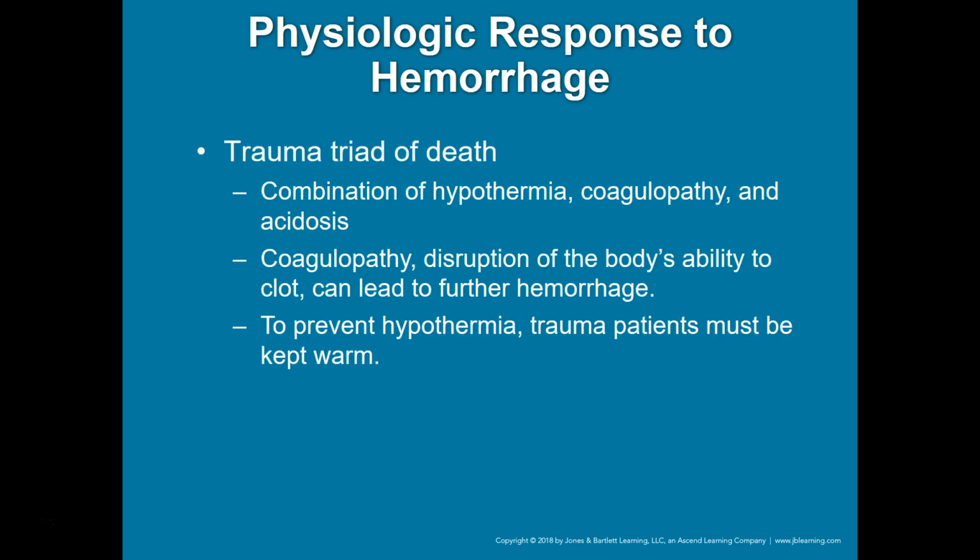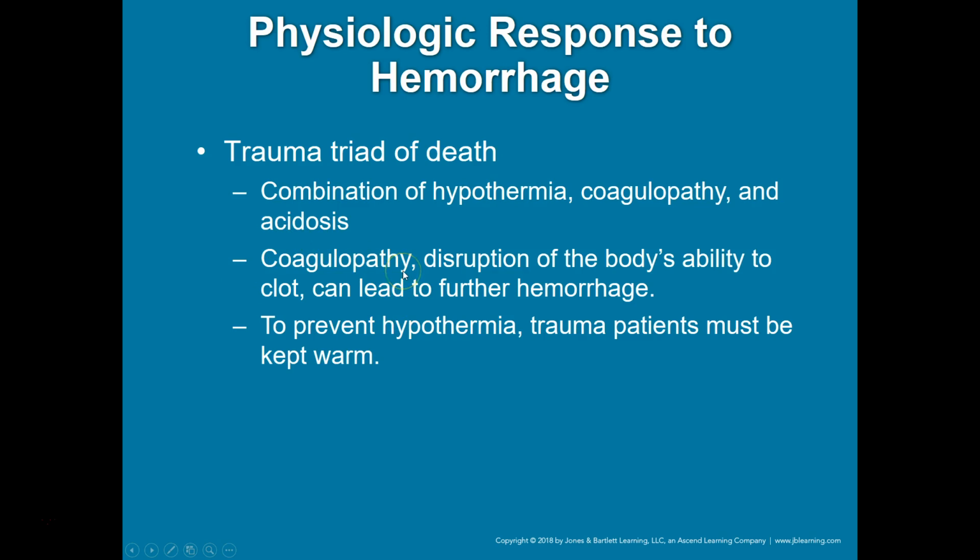The trauma triad of death. This sounds pretty bad, but this is basically just going back to the feedback loops you've talked about in your pathophysiology section. It's a combination of three things: hypothermia, coagulopathy, and acidosis. I might be saying coagulopathy wrong, but you know what I'm talking about.